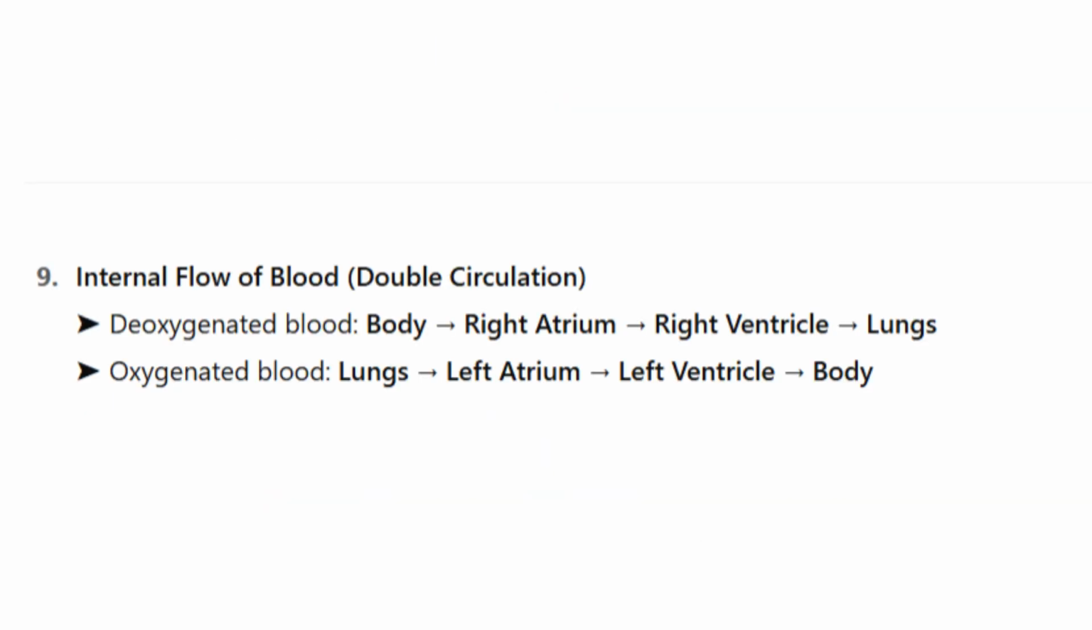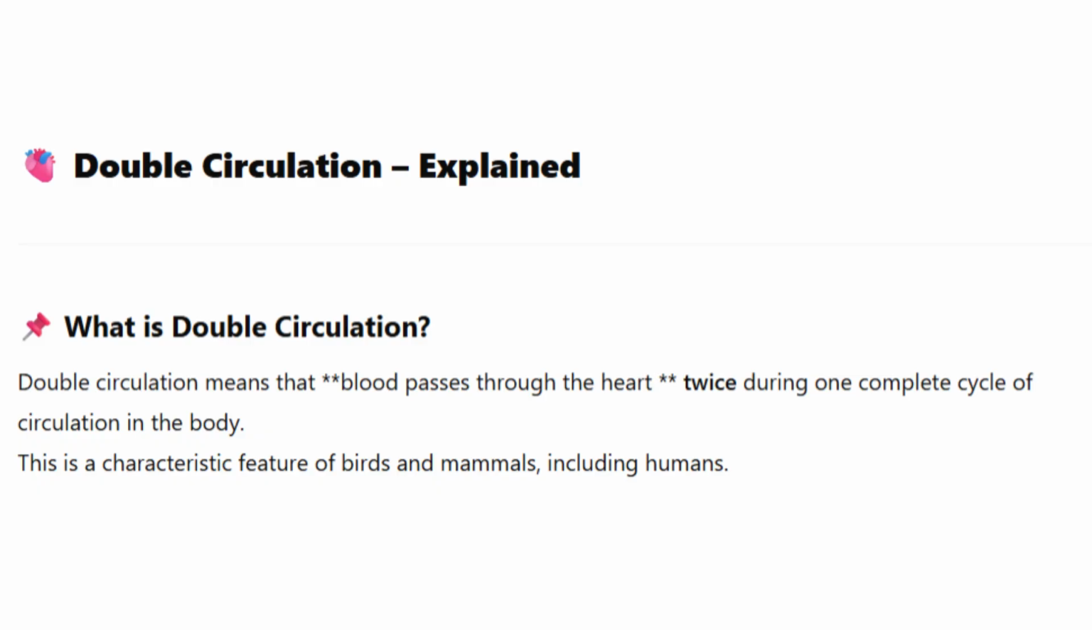Internal flow of blood. Double circulation. Deoxygenated blood: body, right atrium, right ventricle, lungs. Oxygenated blood: lungs, left atrium, left ventricle, body. Double circulation, explained. What is double circulation? Double circulation means that blood passes through the heart twice during one complete cycle of circulation in the body. This is a characteristic feature of birds and mammals, including humans.